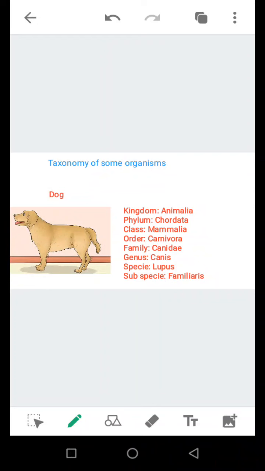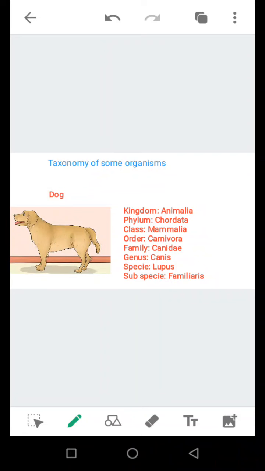It belongs to the phylum Chordata. Chordata are animals with backbone. It belongs to the class Mammalia. We know what mammals are, animals that can give birth to their young ones alive. It belongs to the order Carnivora. That is, it's a carnivore. It feeds on flesh or meat.